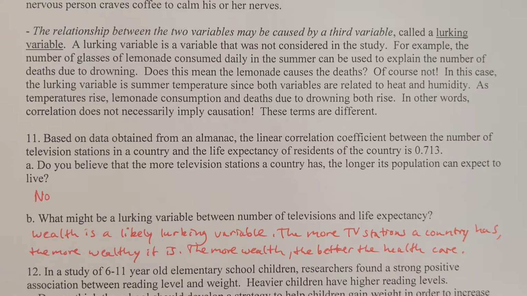Does this mean that the lemonade caused the deaths? Of course not. In this case, the lurking variable is the summer temperature, since both variables are related to heat and humidity. As the temperature rises, lemonade consumption and deaths due to drowning both rise. In other words, correlation does not imply causation. That's very important. So it's not because of x, it could be something else, so these terms are different. Okay, here's an example.